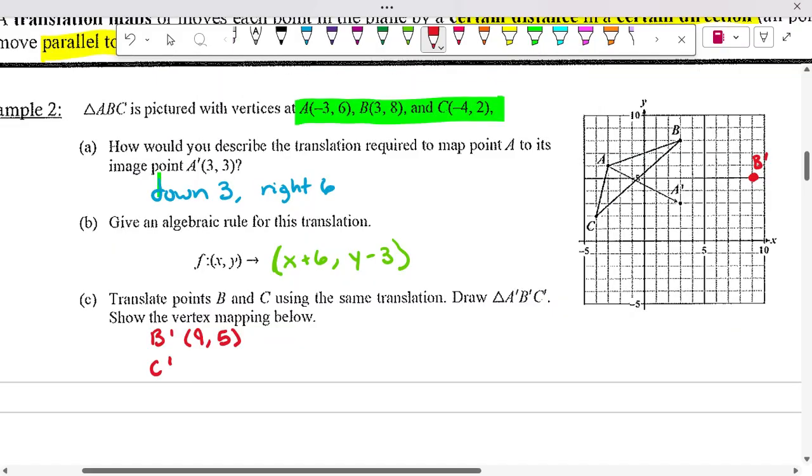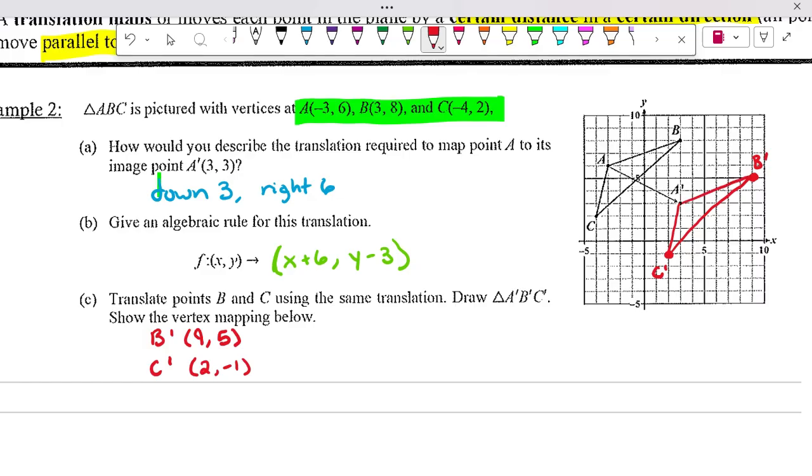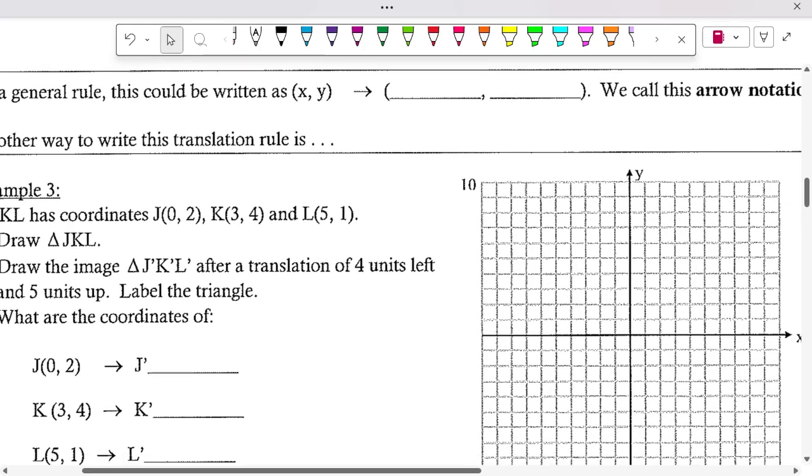Now let's go with Abraham. What'd you get for C prime? 2, negative 1. Good. Negative 4 plus 6 is 2. 2 minus 3 is negative 1. So if I graphed it, it would be about right here. So if I drew the triangle, it looks exactly the same. All it did was shift. Didn't even change its orientation. Any questions on that? All right, do some more practice.